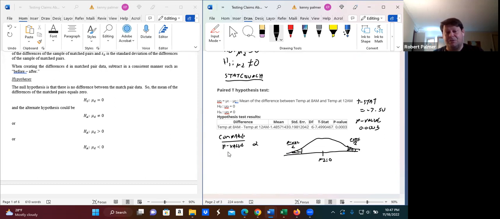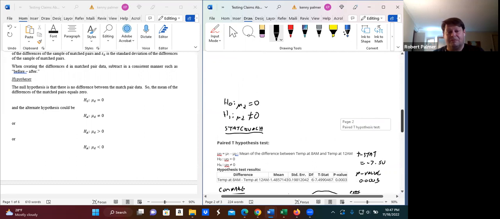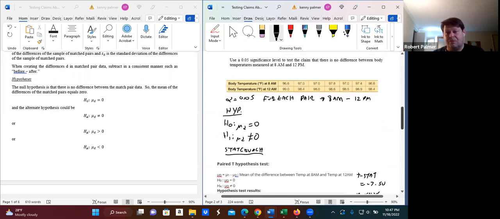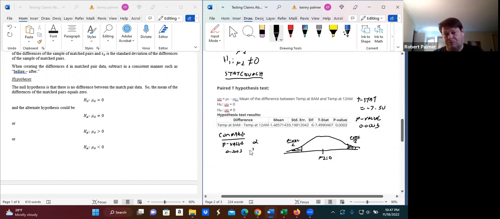And it's clearly less, as we can see. So the p-value is 0.0003, and the significance level is 0.05. Clearly the p-value is less, so once again, that means we can reject the null hypothesis. Okay, let's look back at our claim then and see how to state that.